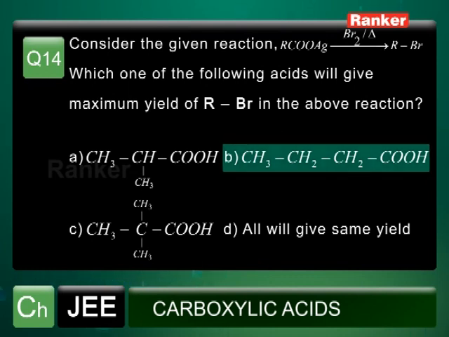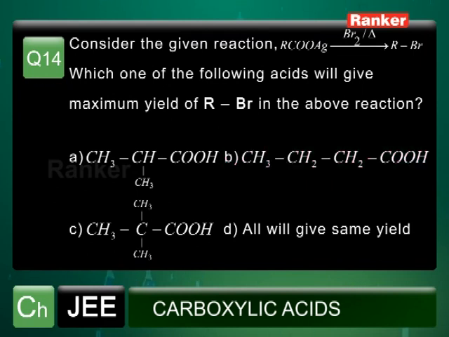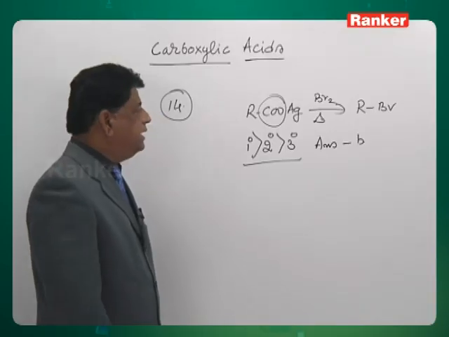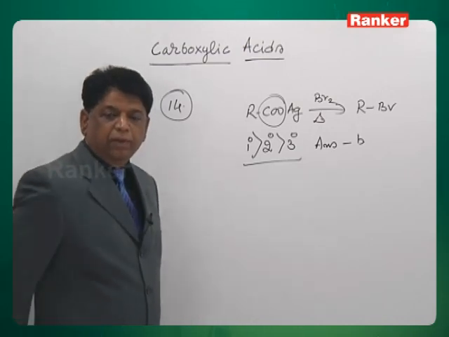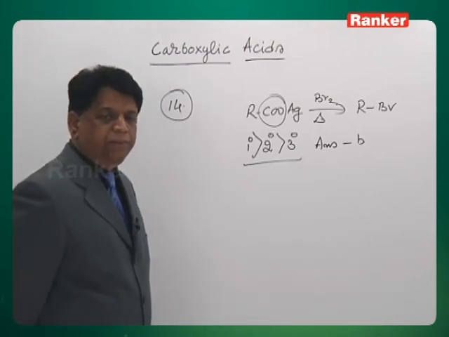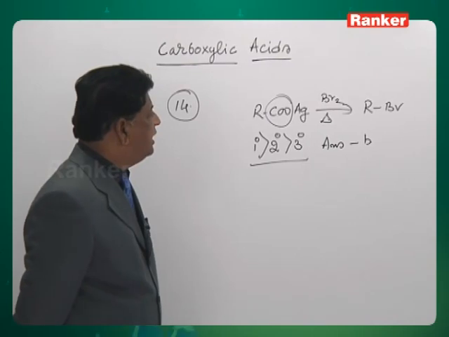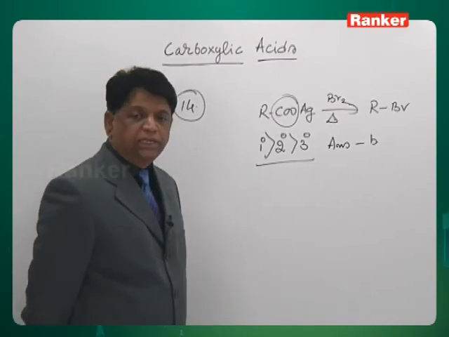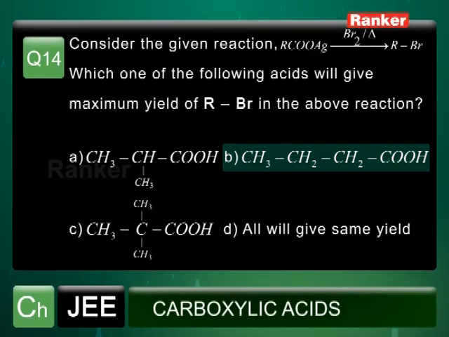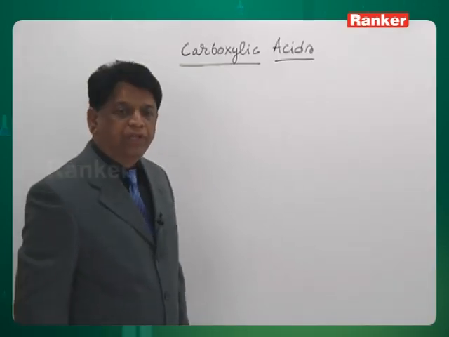That is, 1 degree alkyl halides undergo faster reaction over 2 degree, over 3 degree. Based on that we have decided answer B is the primary carboxylic acid, which turns into a silver salt and undergoes the reaction. Decarboxylation is easy in 1 degree carboxylic acids. Let us go to the 15th question.